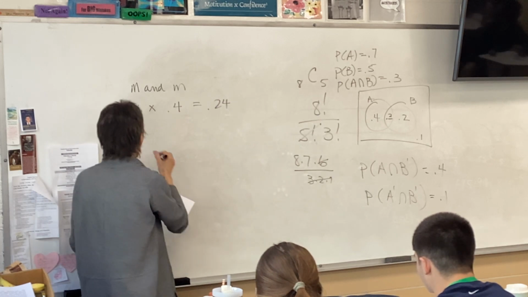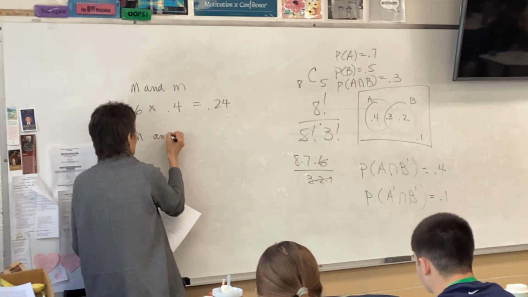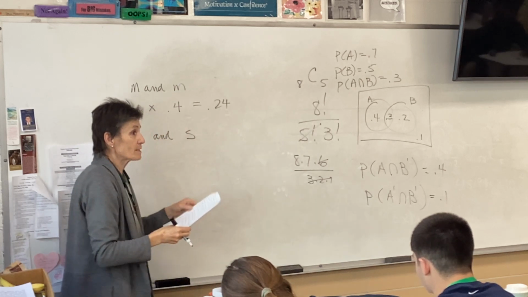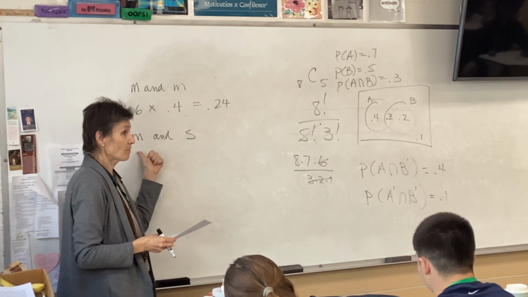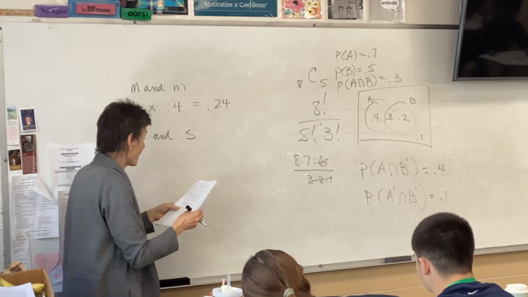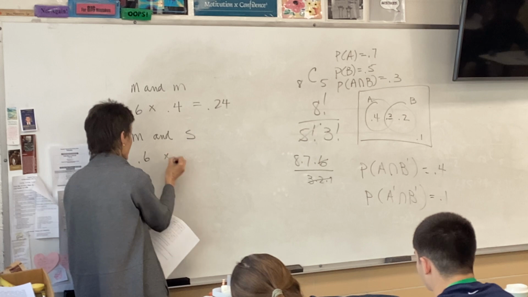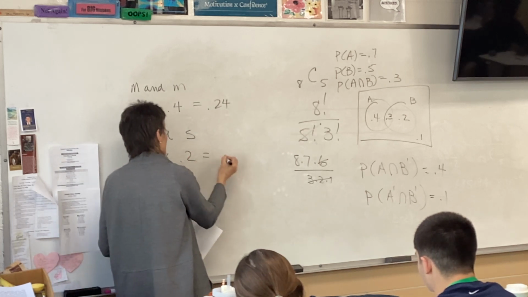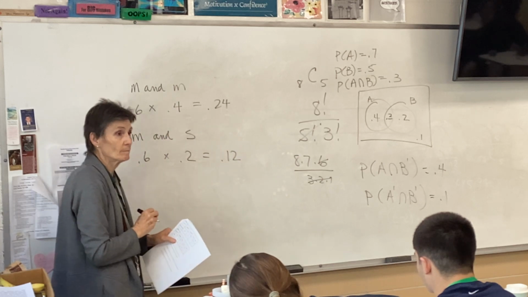First one likes math, and the second one likes science. Now notice it says, first one math, second one science. That's it. So first one math was 0.6. What's second science? 0.2. So that is 0.12.